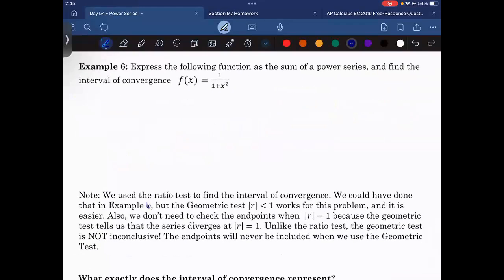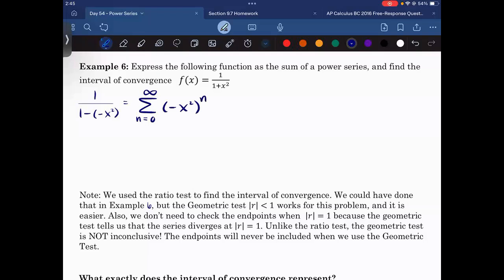Example 6, express the following function as the sum of a power series and find the interval of convergence. So kind of like what we just did. We have 1 over 1 minus negative x squared, because what I want to find is my r value. And with that, I'm going to plug that back into my formula. Remember, my formula is 1 over 1 minus x.